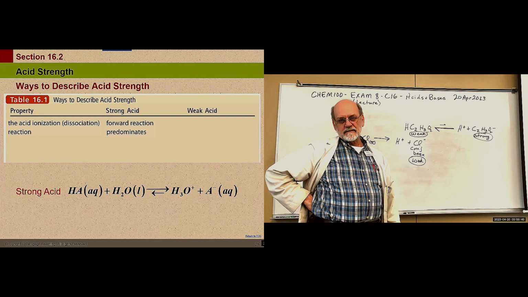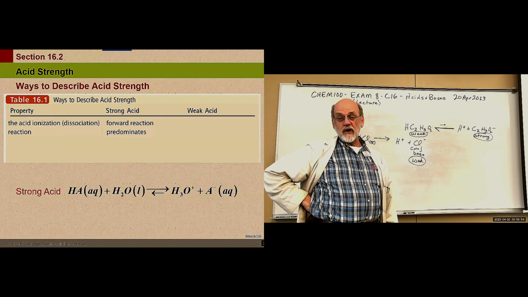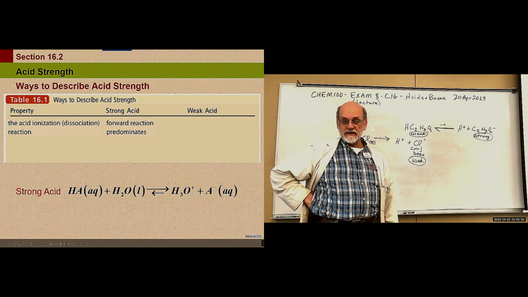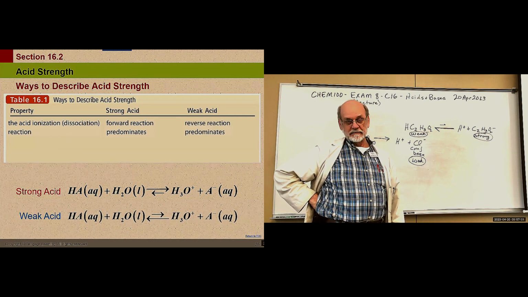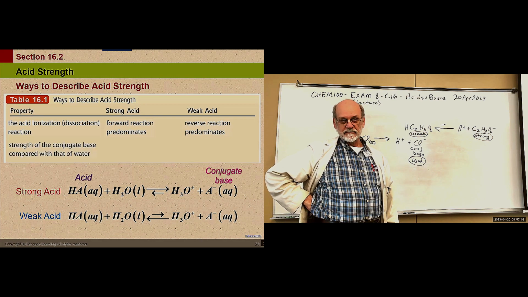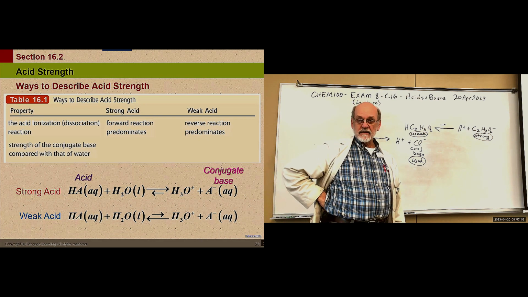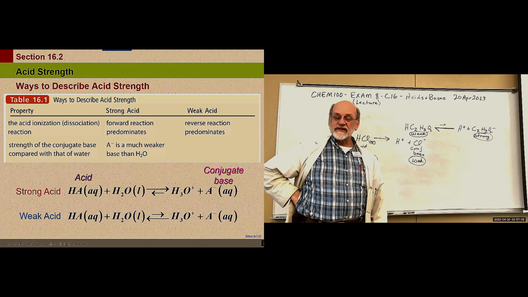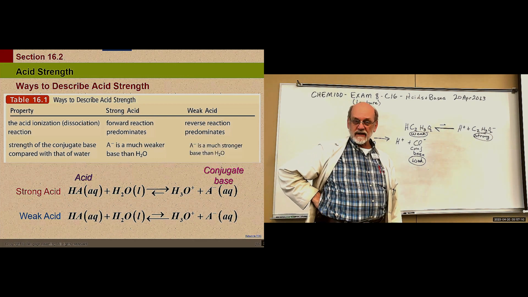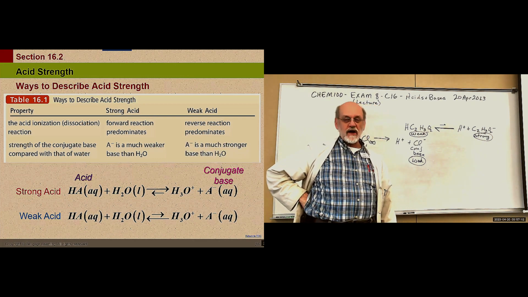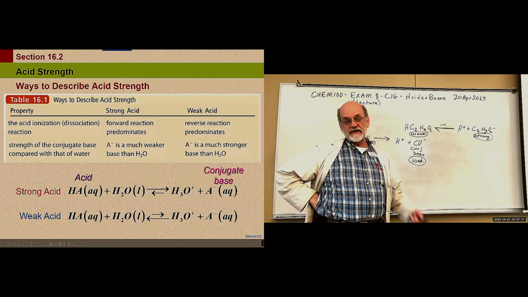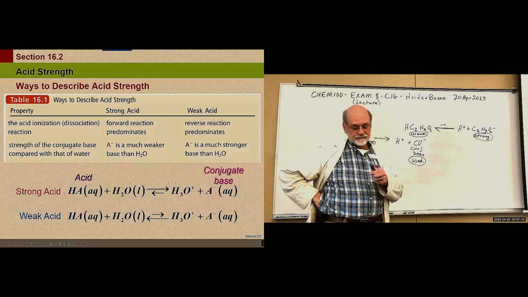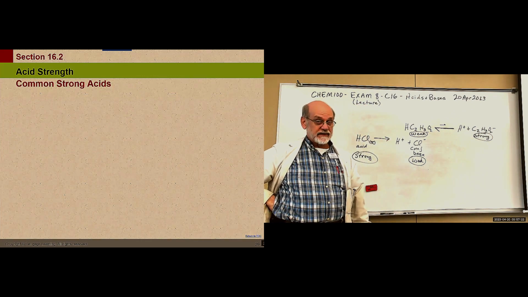For a strong acid, the forward reaction is dominant. For a weak acid, the reverse reaction is dominant. And if the acid is strong, then the conjugate base is weak. And if the acid is weak, the conjugate base is strong. There it is. That's out of your textbook, that table. And that's what it means.